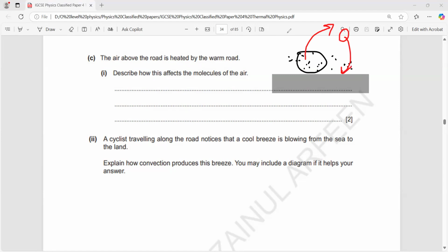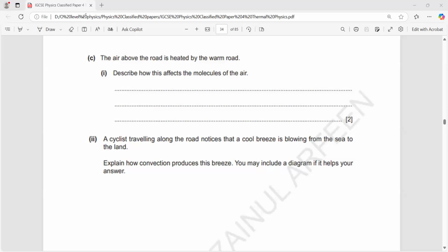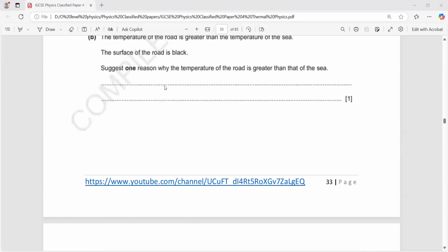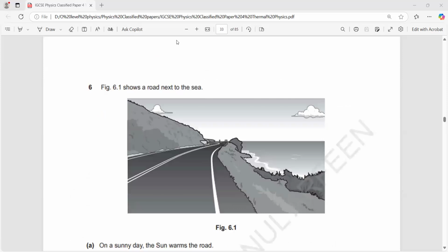So can we write the cold air will move towards the sea? No, actually this time the movement of air is from the sea towards the road. Because the air above the road is warm, the hot air will rise up, so the cold air from the sea moves towards the road.